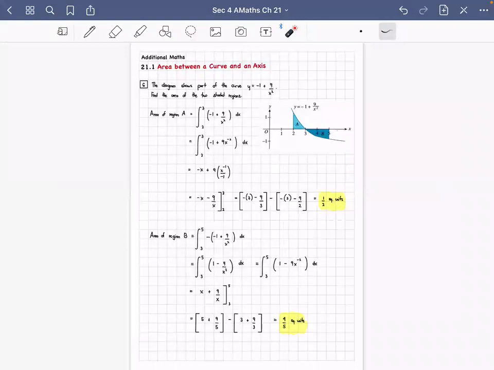So basically, the answers are again 1/2 and 4 over 5. So that's example number 6.